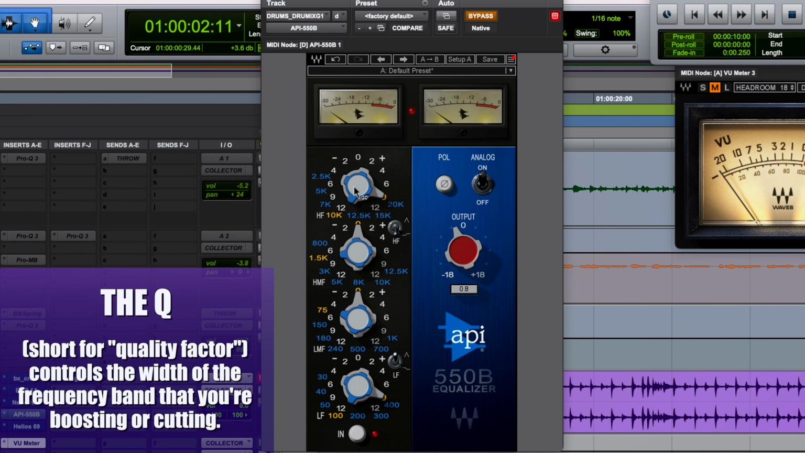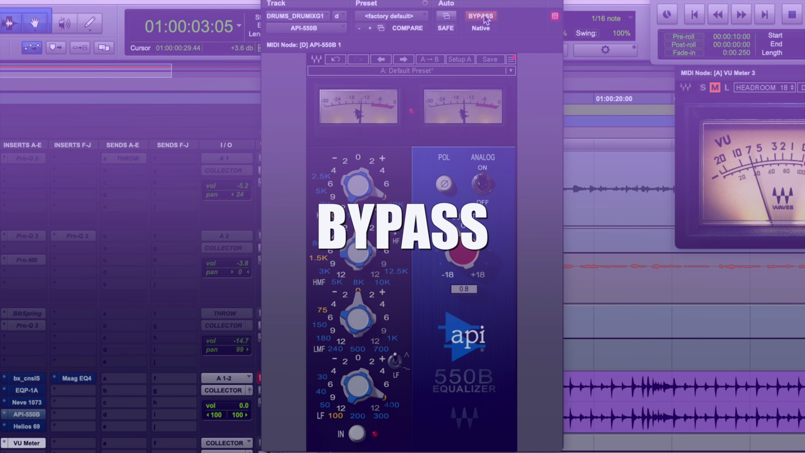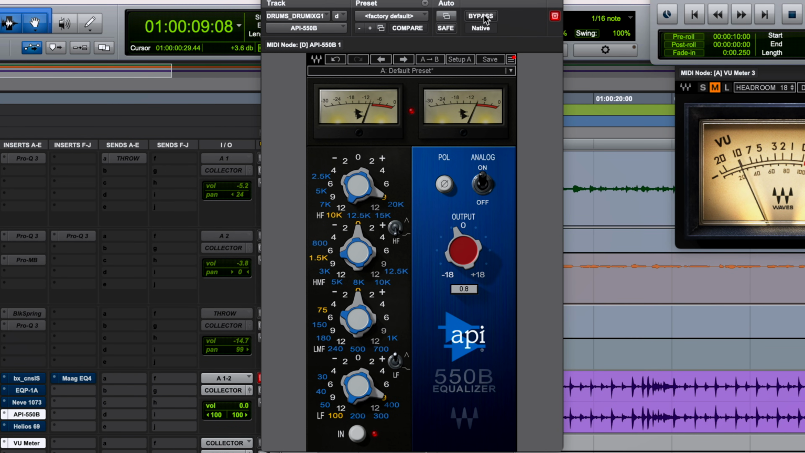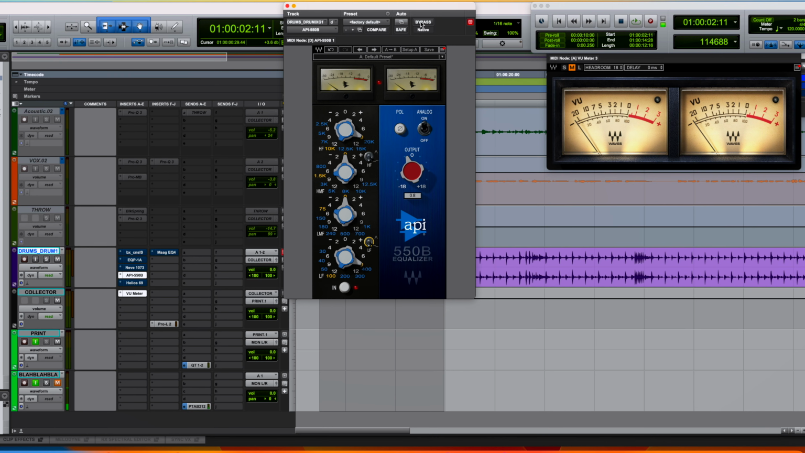What makes the API different from the Neve is that the API has a tighter Q. The higher you boost it, the more pokey and pointy it gets, which is also part of why we hear the punch. Hear it in the cymbals, right? And then also, did you notice the transients became a little punchier?